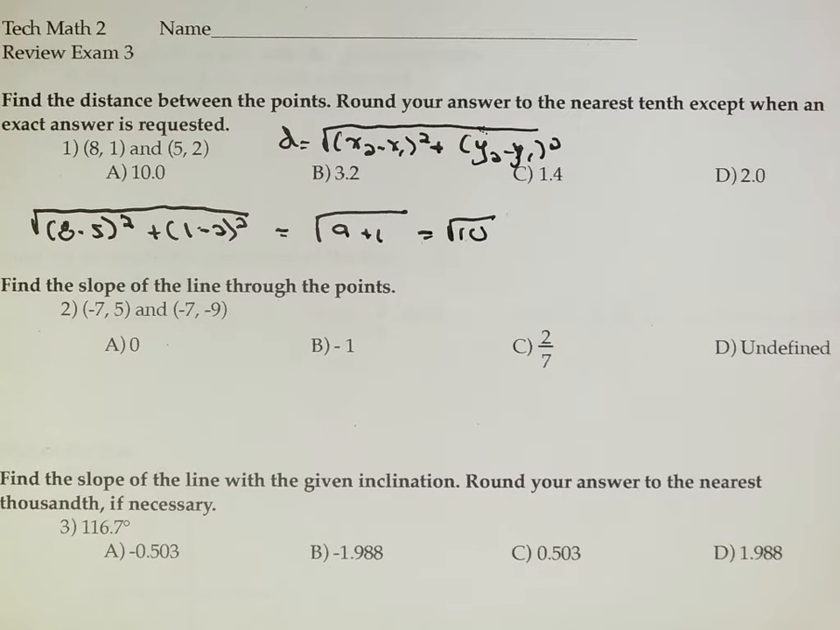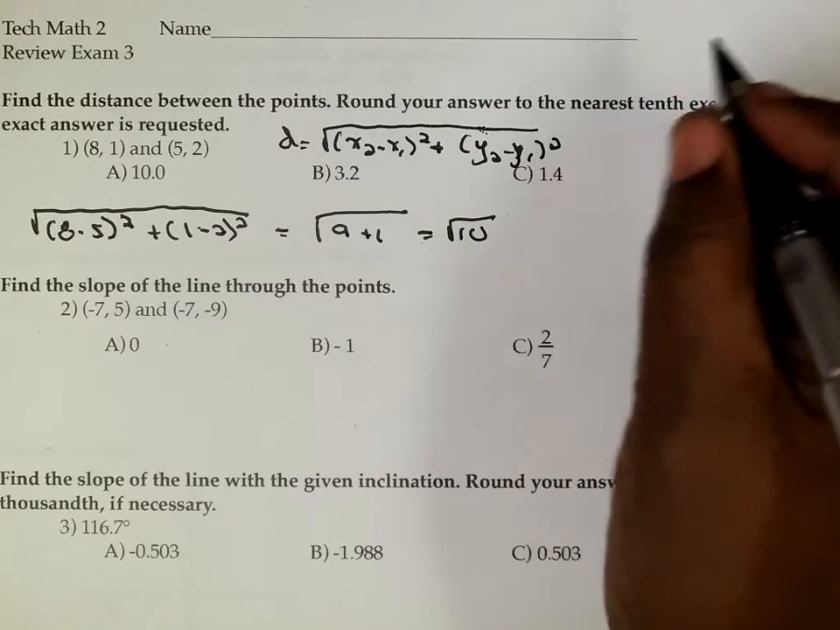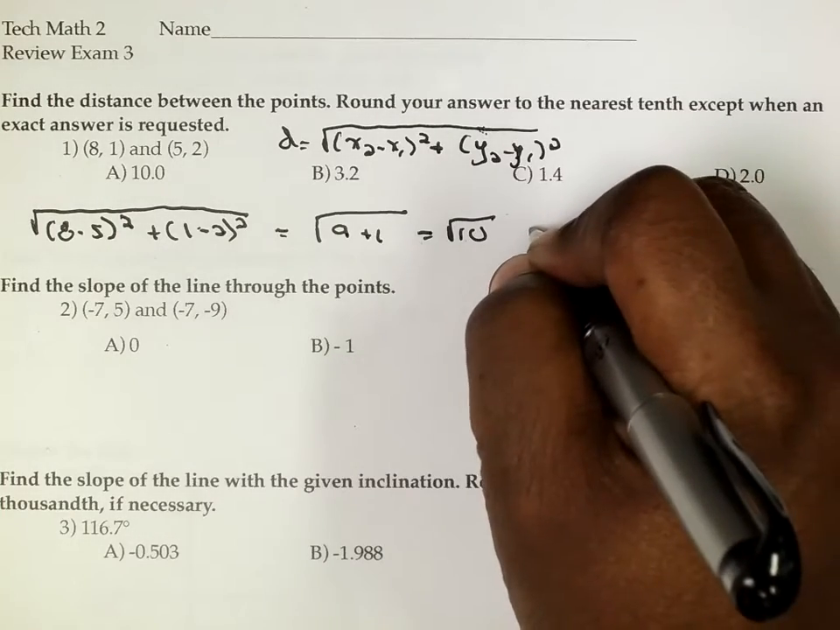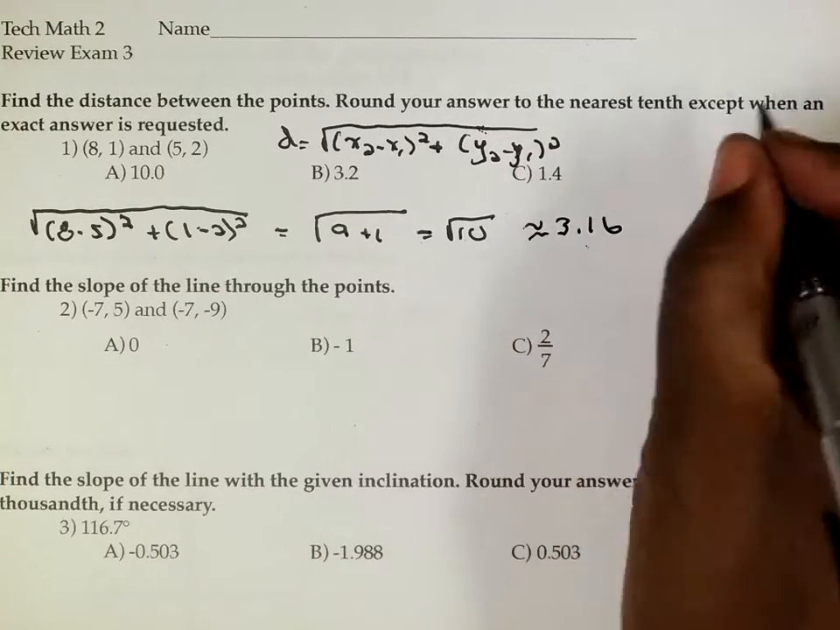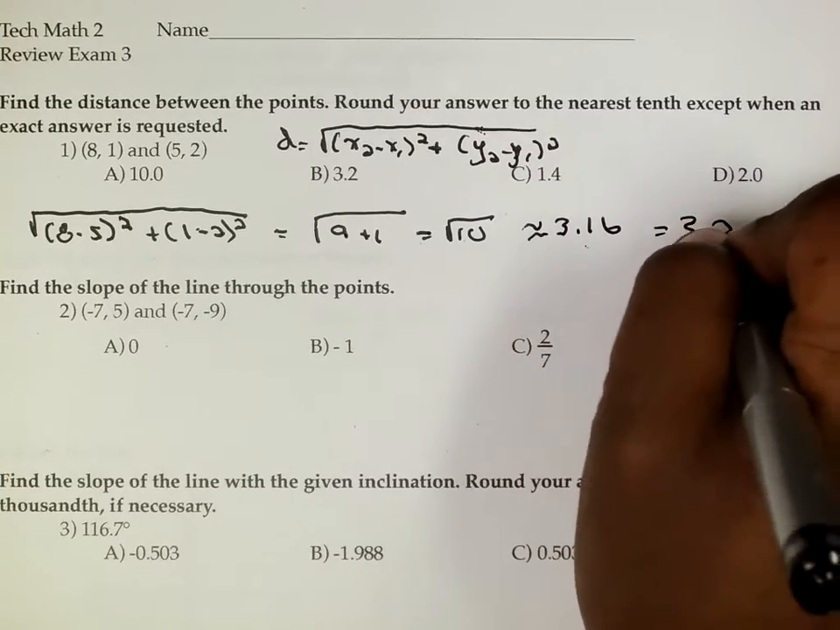And it says round to the nearest tenth, so I'm just going to plug that in my calculator. And I got 3.16. So round it to the nearest tenth, it becomes 3.2.